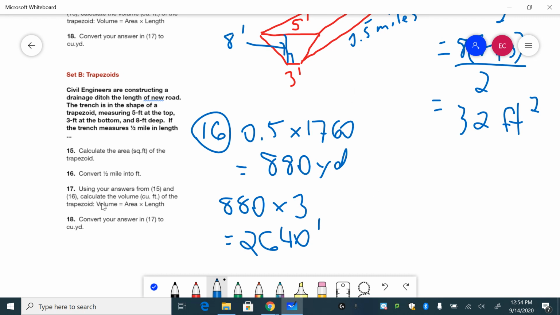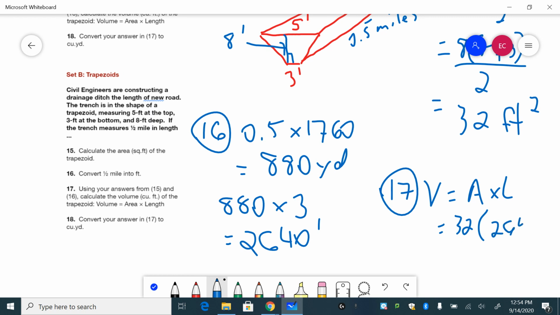So for 17, you could see, take your answers from 15 and 16 and multiply them together so that you get volume. So for 17, your volume is basically your area times your length. Your area was 32 and your length is 2640. Multiply those two together and that's your volume. So it's 84,480 feet cubed.